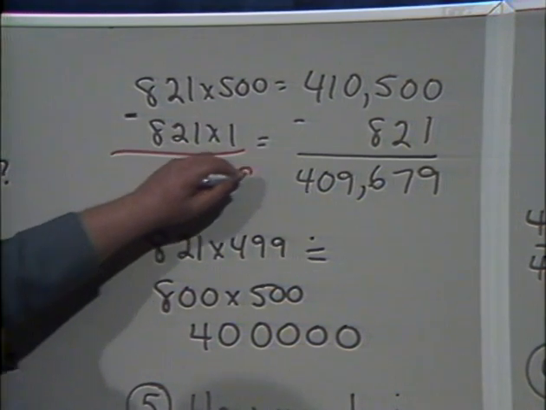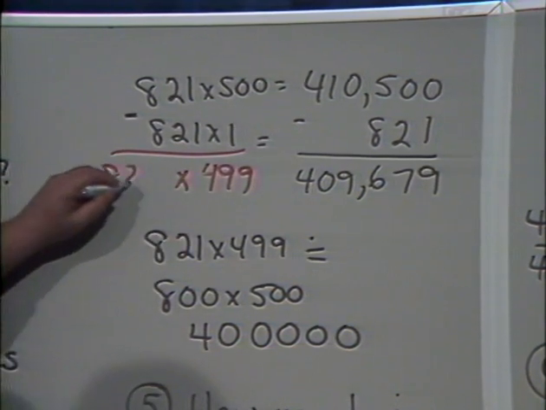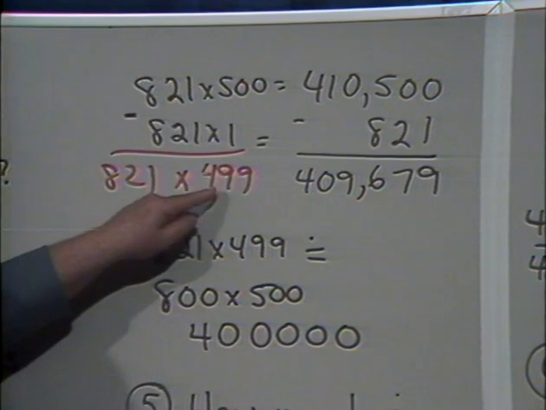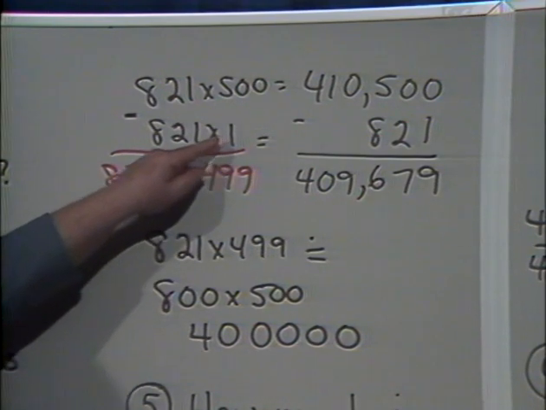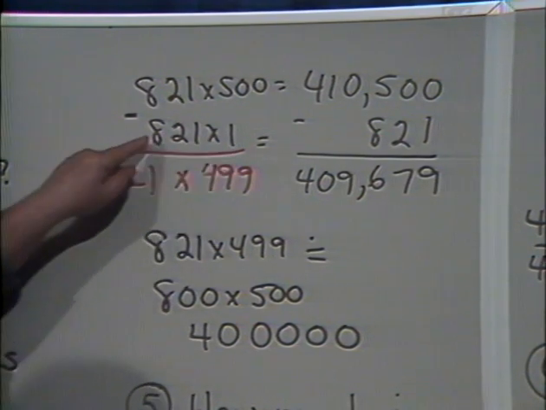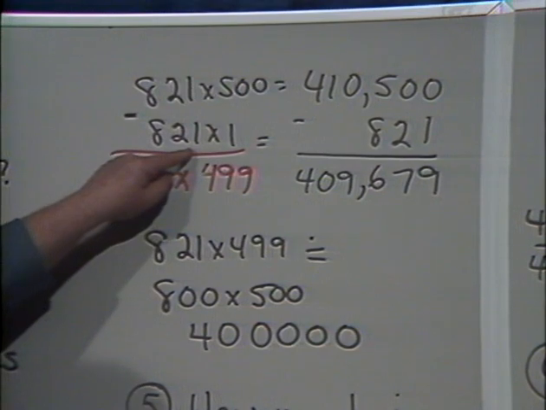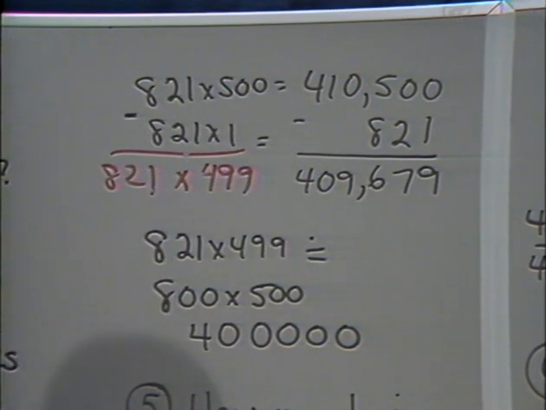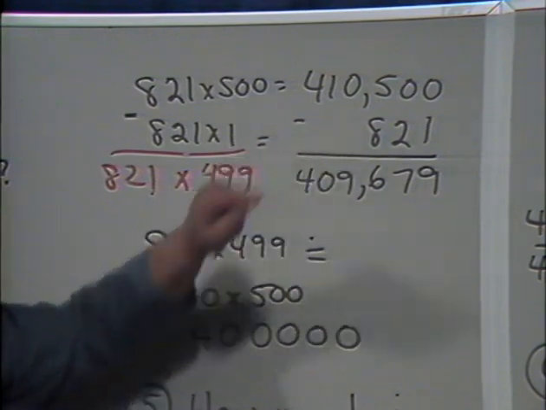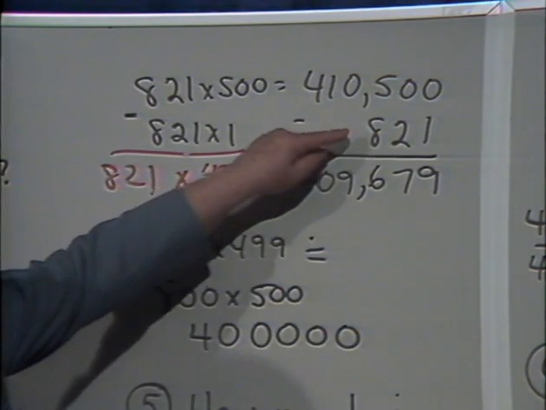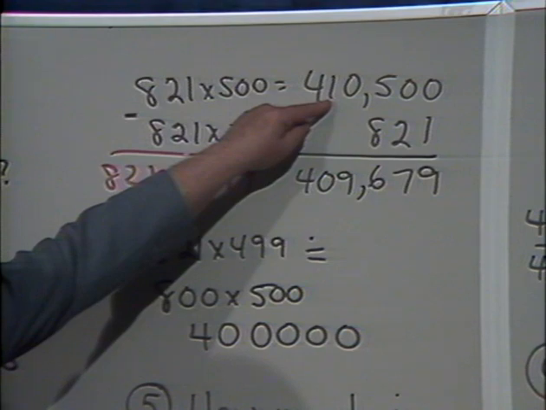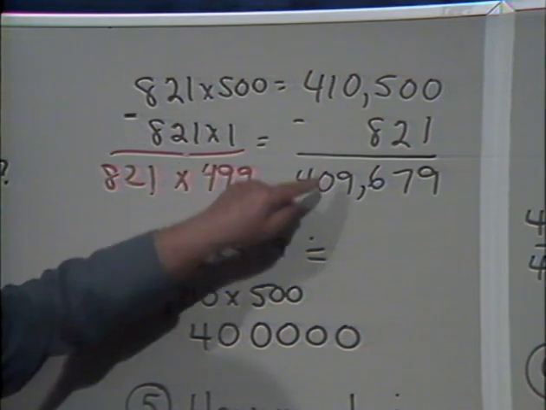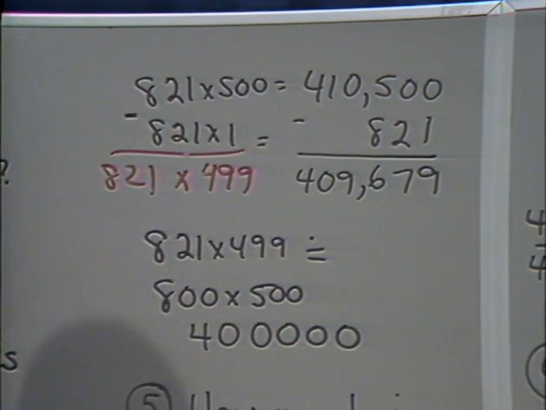That gives me 499 821s. The part that I call tricky isn't that you're subtracting 1. It's that you're subtracting 1 821. See, what you're going to do is this: this is the sum of 500 821s. This is 1 821. If I subtract 1 821 from 500 821s, what's left is 409,679, which is the same answer as before.